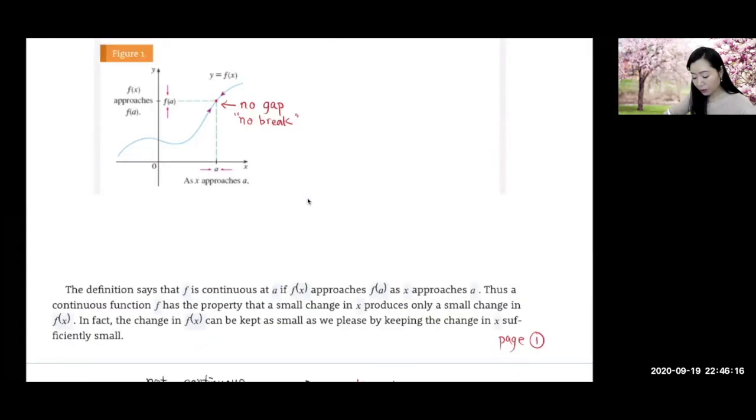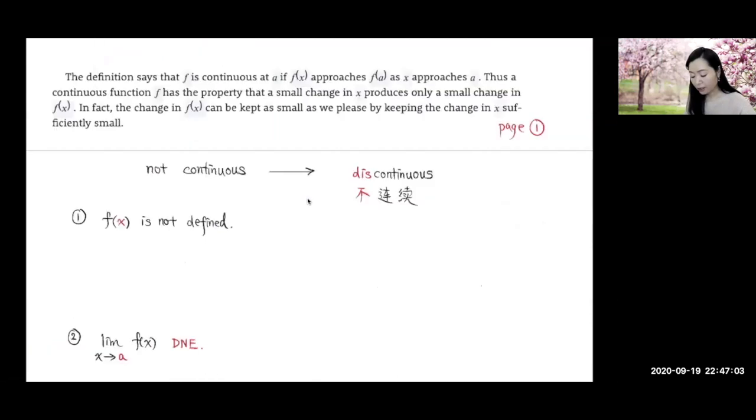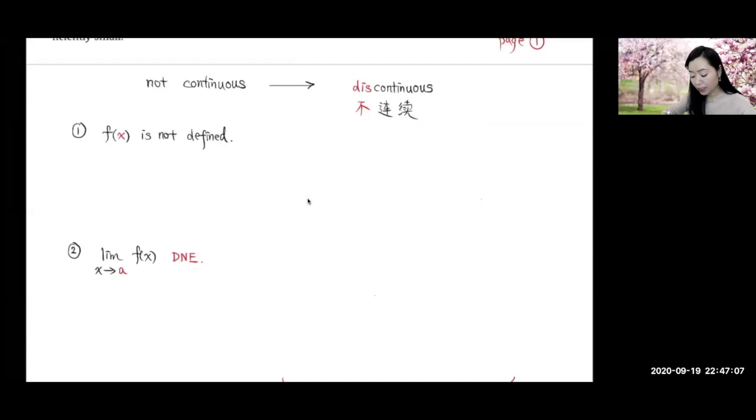The definition says that function f is continuous at this a if f of x is going to approach f of a as x approaches a. So a small change in x produces a small change in f of x. In fact, the change in f of x can be made as small as we want by keeping the change in x sufficiently small. Now, if the function is not continuous at a, we call that discontinuous at a.